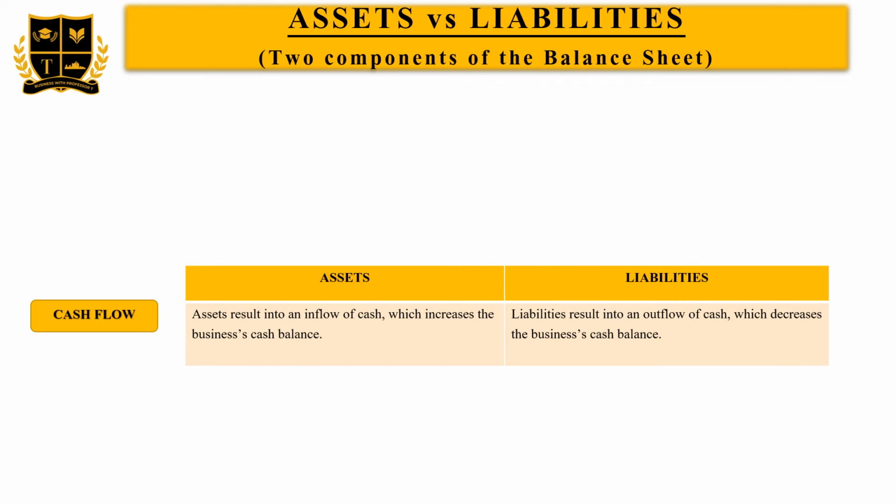So now we move a little bit away from the balance sheet and look at the cash flow and how assets and liabilities shape the cash flow of a business. When we see an asset, it results in an inflow of cash, which increases the business cash balance. And when we look at liability, we see an outflow of cash, which decreases the business cash balance.